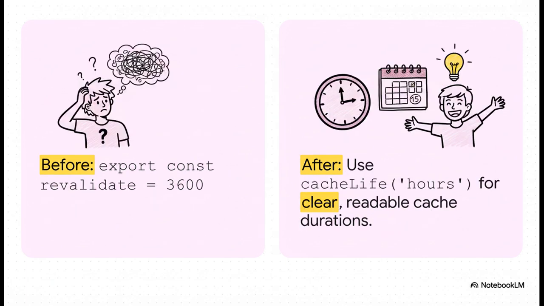The old revalidate with a magic number like 3600, was that seconds? Minutes? You had to remember it meant 1 hour? Now it's just so much cleaner. You import cacheLife from Next.js and you just tell it what you mean in plain English. cacheLife, hours, or minutes, or days. It's self-documenting code, and it's beautiful.